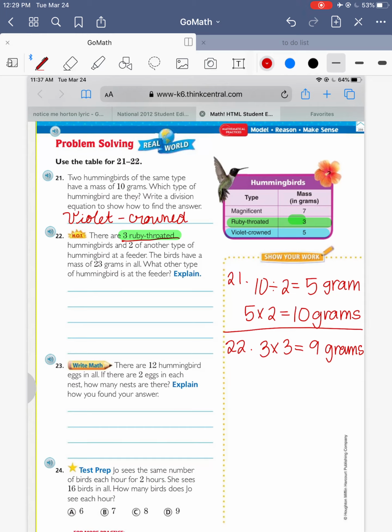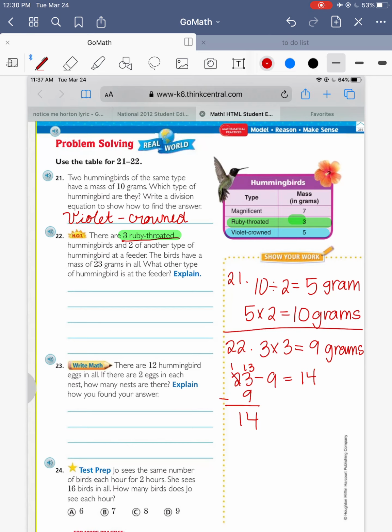So 23 was the total grams of all of the hummingbirds. Let's take the 9 grams away, so 23 minus 9, because that would be the 3 ruby-throated hummingbirds. And 23 minus 9, remember, if you can't do it in your head, do it up and down so you can borrow. So 13 minus 9 is 4, and 1 minus 0 is 1. So 23 minus 9 is 14.